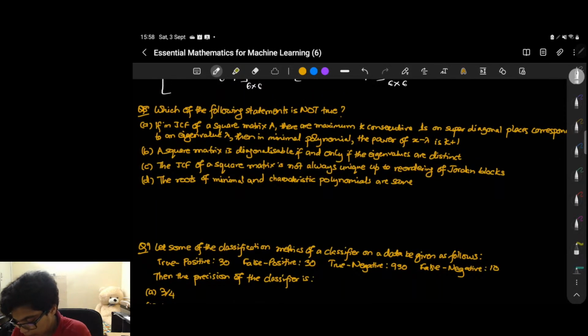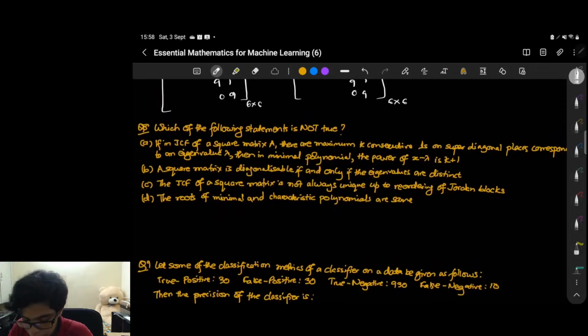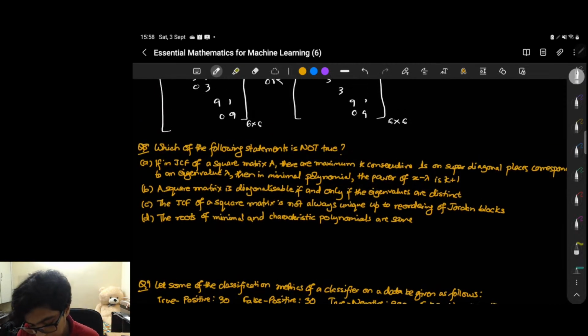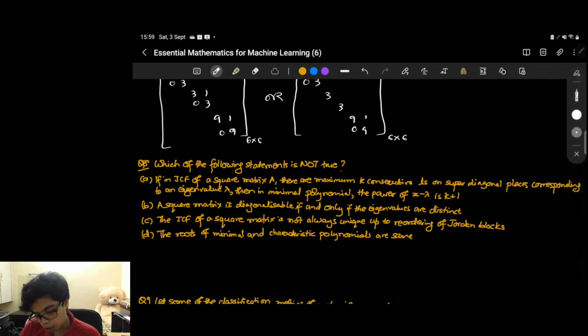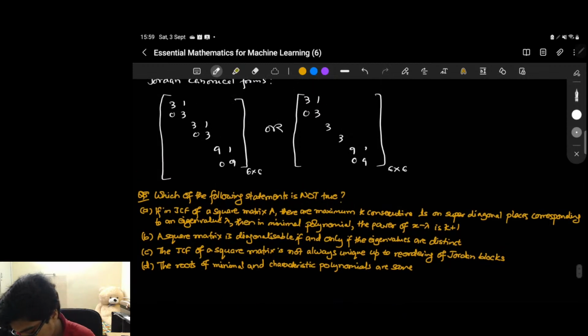Finally, next we have some simple questions. Which of the following statements is not true? We have a bunch of statements about square matrices and Jordan canonical forms. If in the JCF of a square matrix A there are a maximum of k consecutive ones on the super diagonal places corresponding to an eigenvalue lambda, then in the minimal polynomial the power of x minus lambda is k plus 1. This is a true statement.